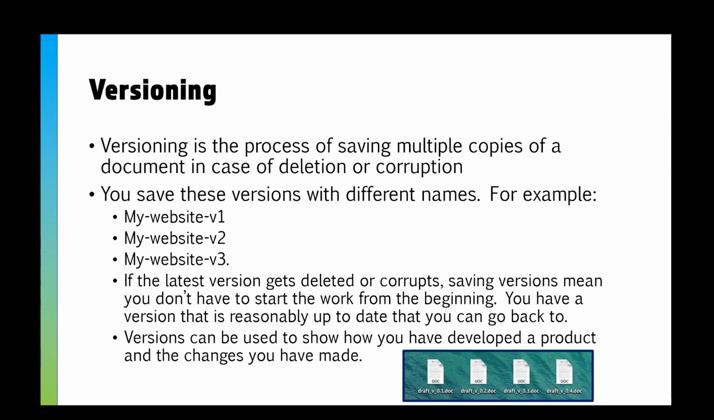Now, versioning. Versioning is the process of saving multiple copies of a document in case of deletion or corruption, or in case you just want to see an earlier version. Each of your versions should have a different name. So you might have my website v1, my website v2, v3. You might even date it if you want to, but version 1, version 2, version 3 is fine. If version 3, for example, gets deleted or corrupts, I can then go back to version 2. I don't have to start from scratch.